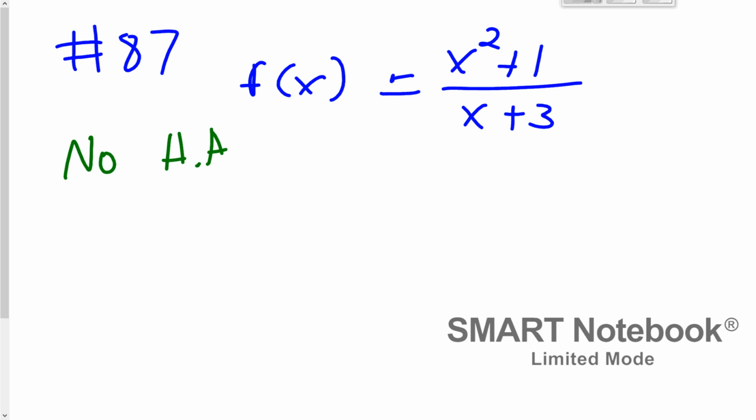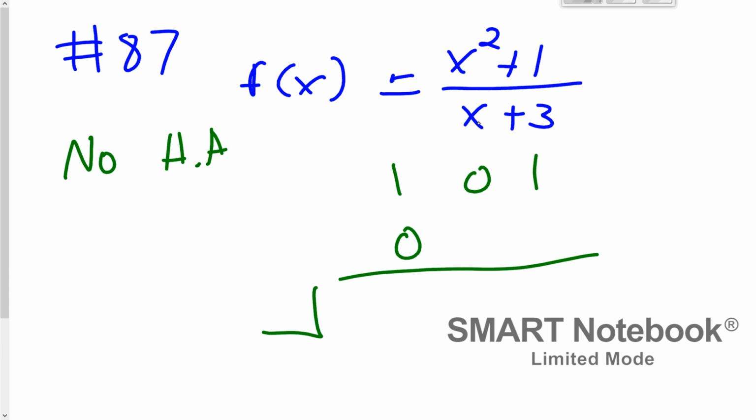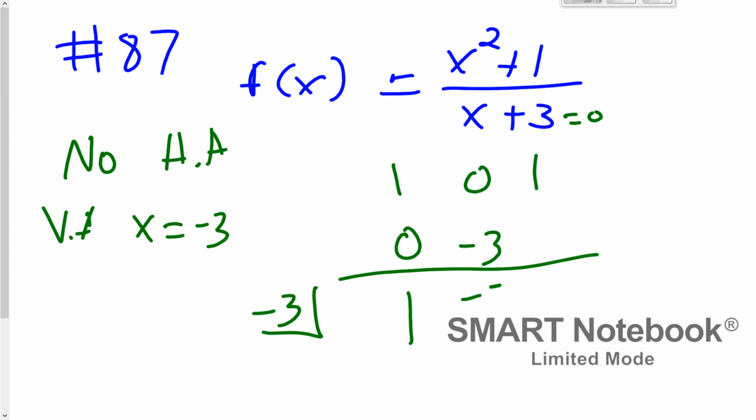If you didn't, then you have to do a long division. Okay, so 1, 0, 1, 0 in the second row. And what goes in the box is your vertical asymptote. So set this equal to 0, subtract 3, minus 3. So there we go. We already have our vertical asymptote at x equals negative 3. Okay, run that through. 1, negative 3, 9, 10.